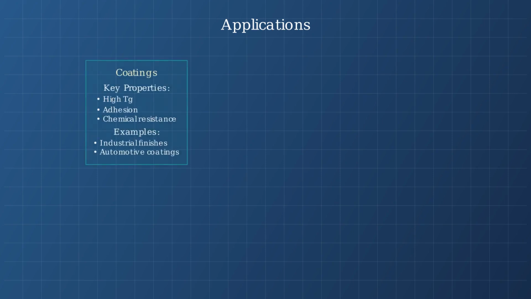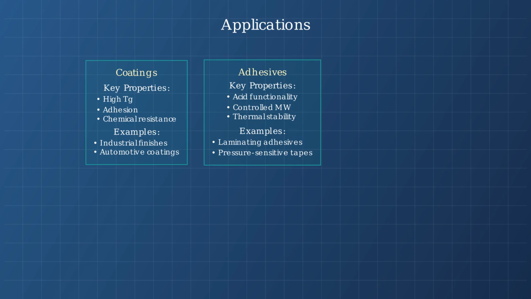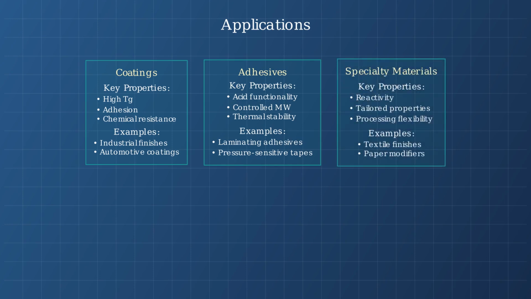Let's examine the key applications of our copolymer with its specific properties. In coatings, our copolymer's high glass transition temperature and acid functionality provide excellent durability and adhesion for industrial and automotive applications. As an adhesive component, the controlled molecular weight and carboxylic acid groups enable strong bonding properties for laminating adhesives and pressure-sensitive tapes. For specialty materials, the tailored reactivity and thermal stability make our copolymer ideal for textile finishes and paper modifiers.